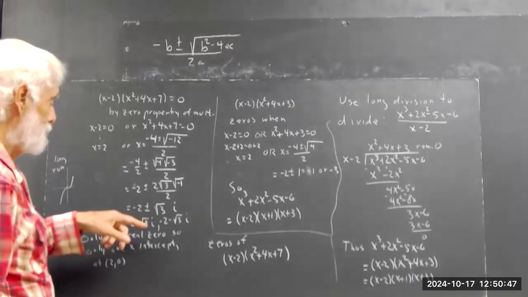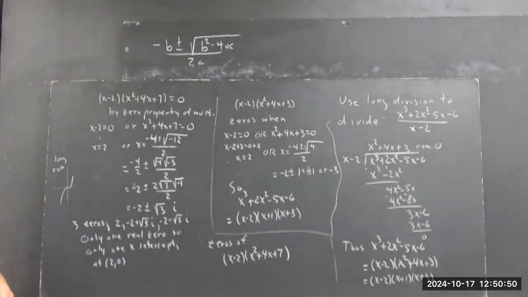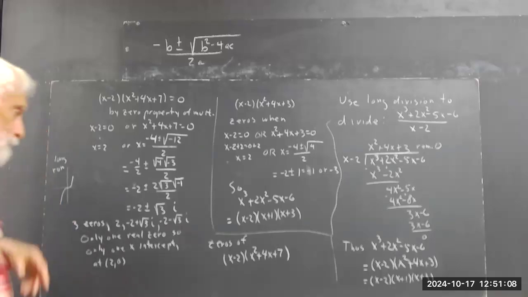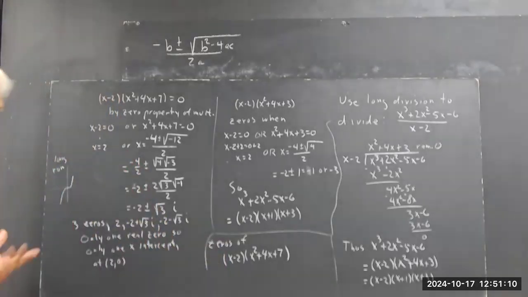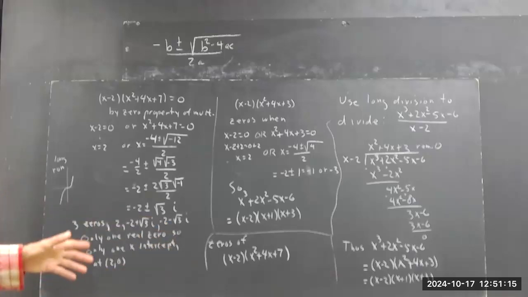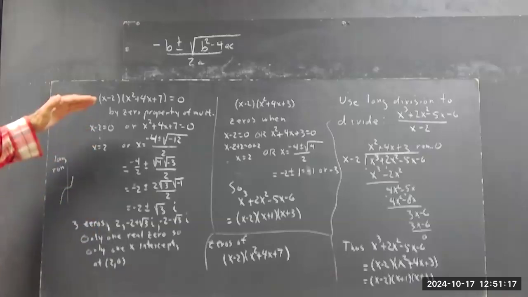Wiggles can happen, okay? And they often do. But the wiggles aren't going to take you through the x-axis, except maybe at this point. And I'm not going to say any more about that. So when you're graphing this, complex zeros are not relevant, but the complex zeros can give you wiggles that happen either above the x-axis or below the x-axis.